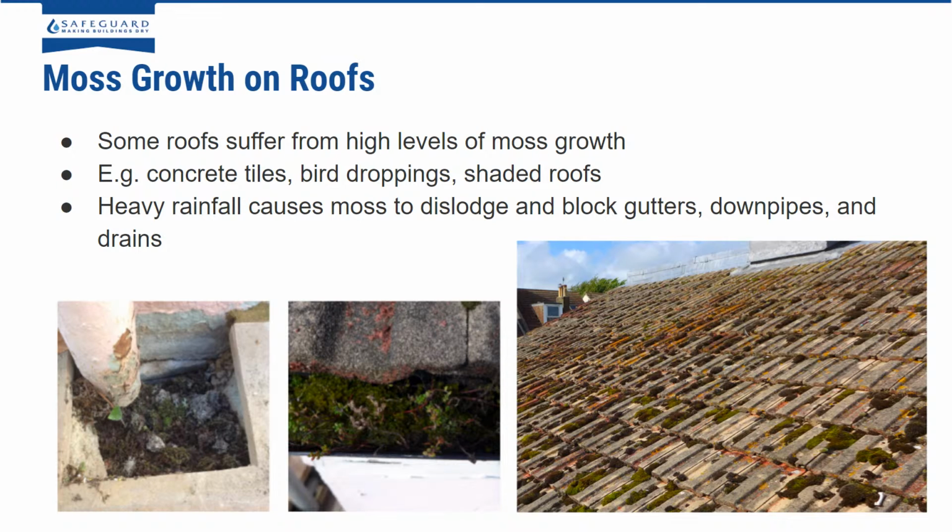So moss on roofs can also be a problem. Quite commonly the process is that you get birds landing on your roof, depositing their excrement, and then eventually moss will start to develop on those leavings, and this is very common on concrete tiles or anywhere there are shaded roofs. It then becomes really apparent when there's heavy rainfall, which can cause the moss to dislodge and start to block the gutters and downpipes.